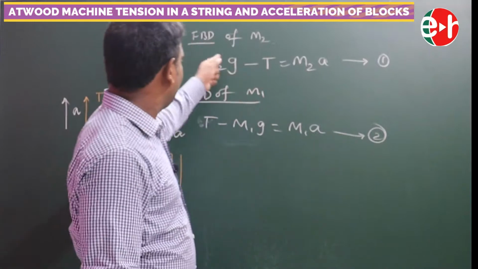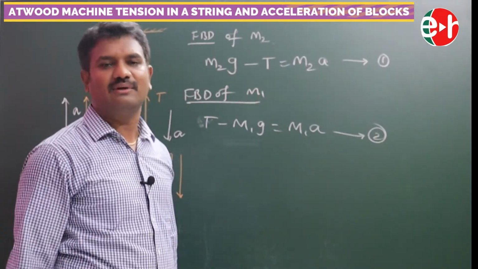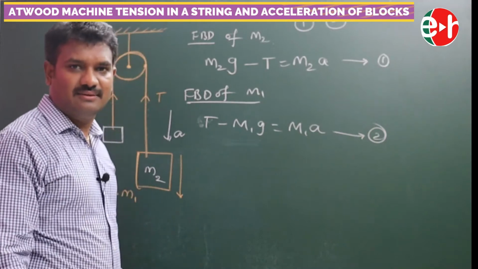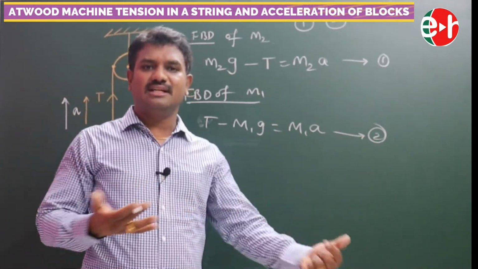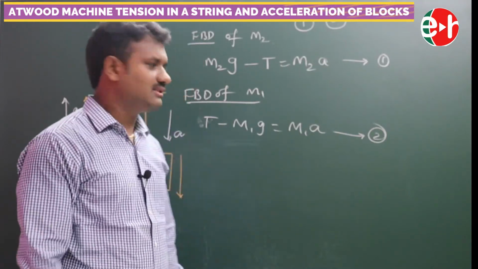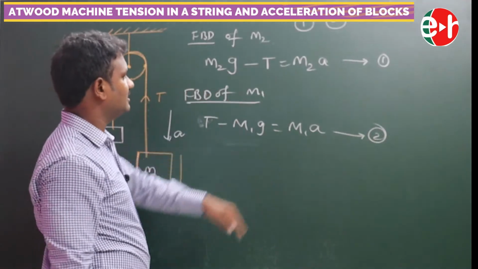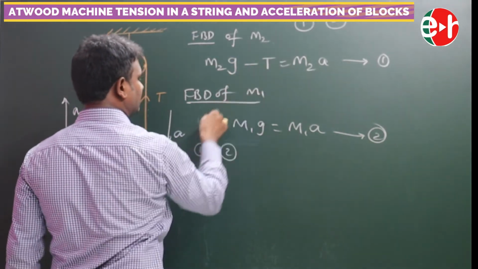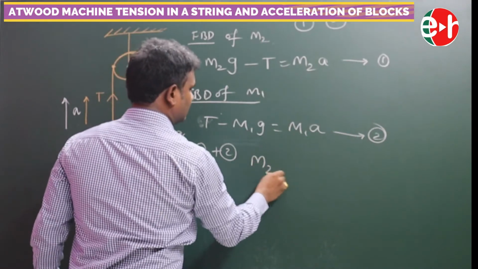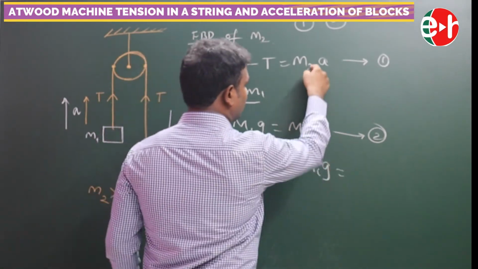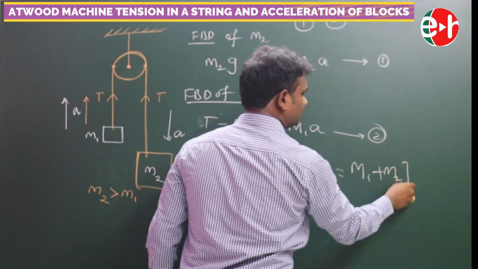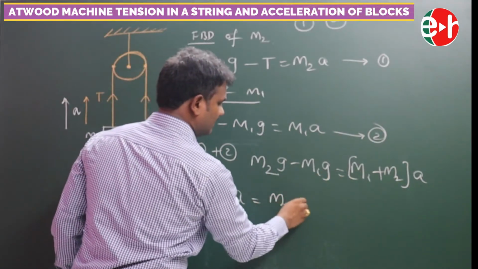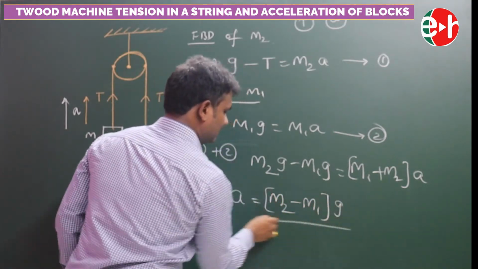Remaining is mathematics only. We have 2 equations and 2 unknowns. By using these 2 equations, we can find whatever we want. So my target is to find the tension and acceleration. Being a mathematics student or even a biology student, you have studied the required mathematics in your earlier classes. So how to find the tension and how to find the acceleration? If I add these 1 and 2, the T minus T gets cancelled, and I get M2 g minus M1 g is equal to (M1 plus M2) into A. From this, A is equal to how much? If I take g as common, it is (M2 minus M1) by (M1 plus M2) into g.